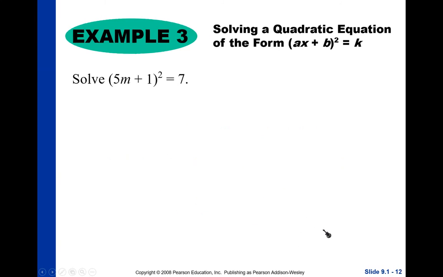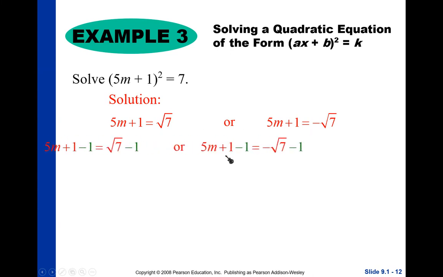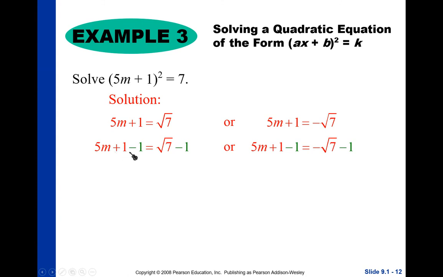Another: (5m plus 1) squared is equal to 7. Solution, ganun pa rin. 5m plus 1 is equal to square root of 7, or 5m plus 1 is equal to negative square root of 7. So, lagi natin isipin na meron siyang positive at meron siya laging negative. Next step: para matanggal ko yung positive 1, lagyan ng negative 1 both sides. Ganoon din sa kabila. So, ganito ang mangyayari dyan.